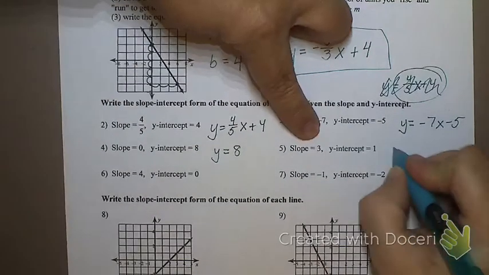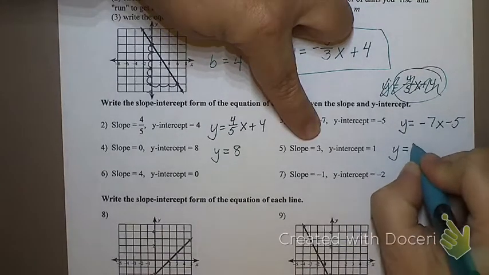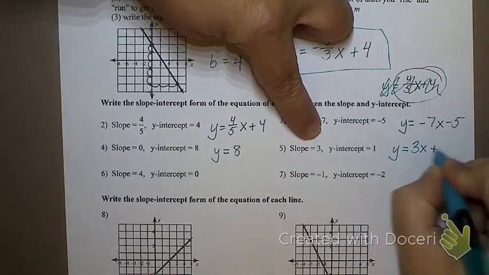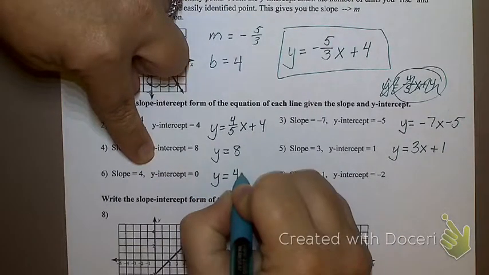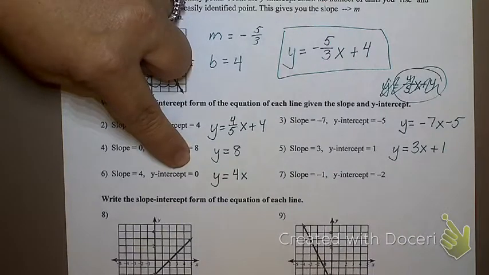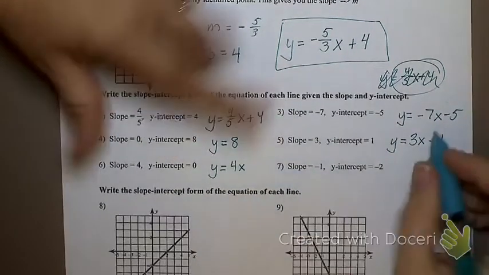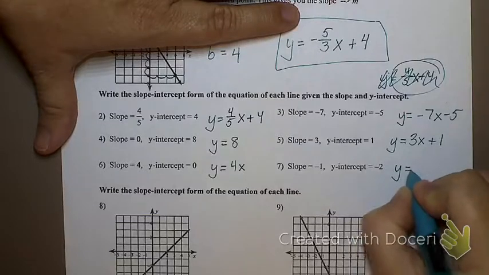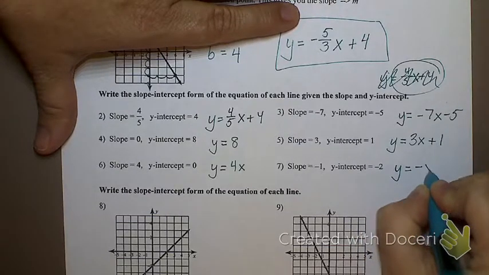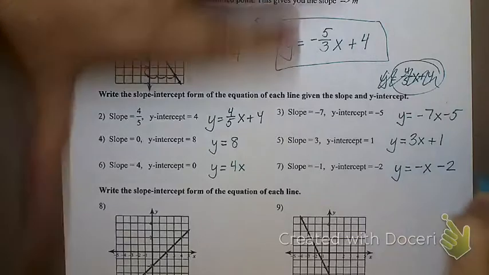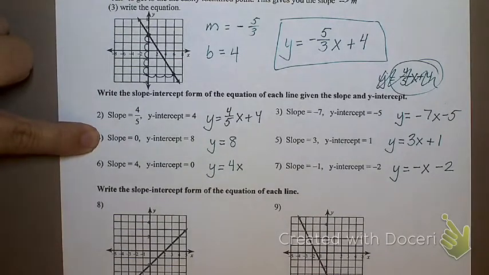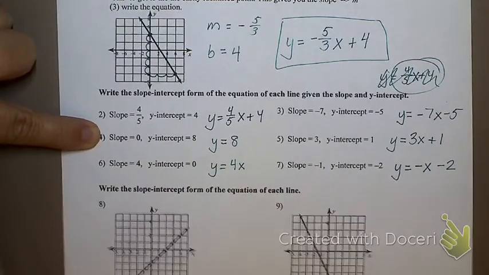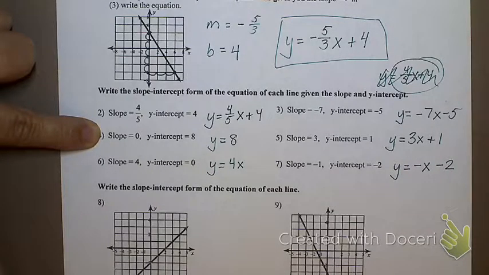What about here? Y equals 3x plus 1. Here? 4x, and I don't have a b value at 0. Well, I do have a b value at 0, but I don't need to write it in the equation. And this one? Y equals negative x minus 2. You wouldn't see it written as negative 1x. You would just see it written as negative x. Okay? Now, coming back to this one that has a slope of 0. The slope of 0 made that x term drop out, didn't it?